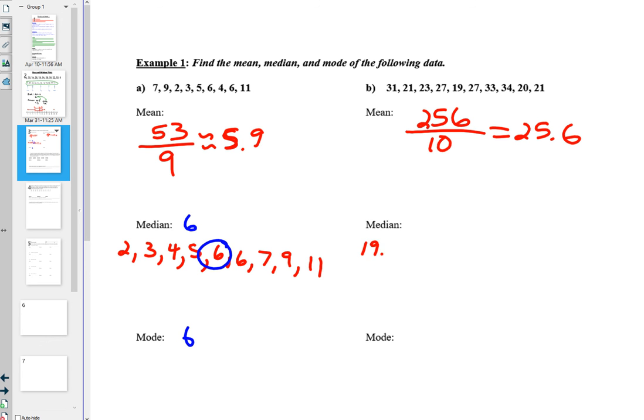So 19, 20, 21, 21. It's a good idea maybe to scratch these off as you go for median, so that you know you've already used it. 23, 27, 27 again, 31, 33, and 34. When you have an even amount, what do you got to do to find median?